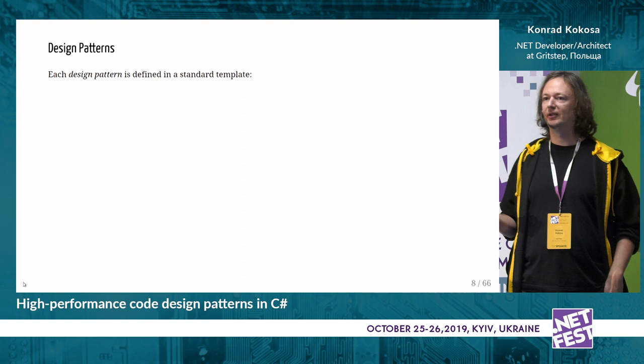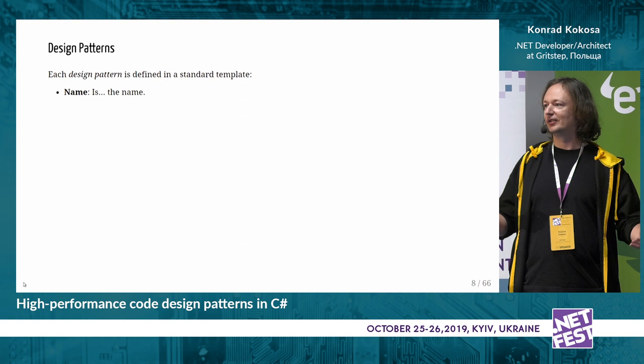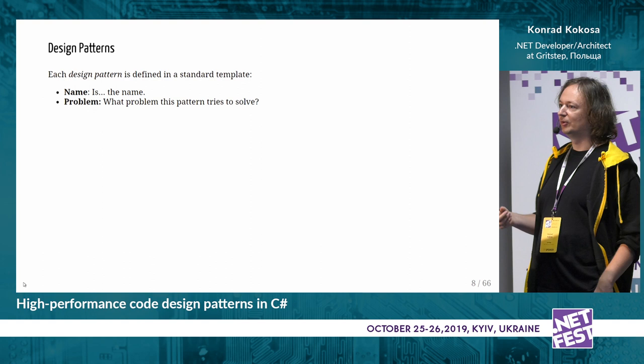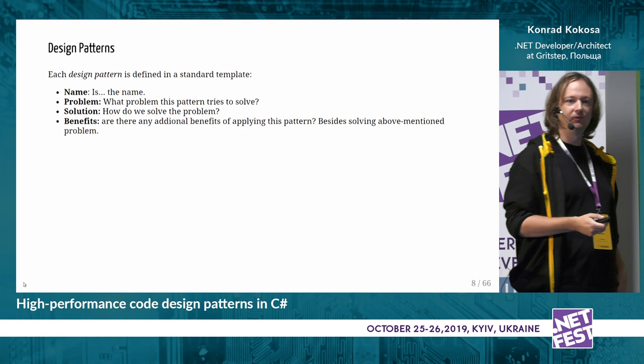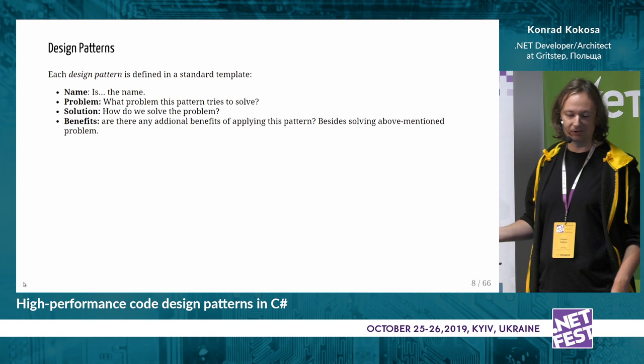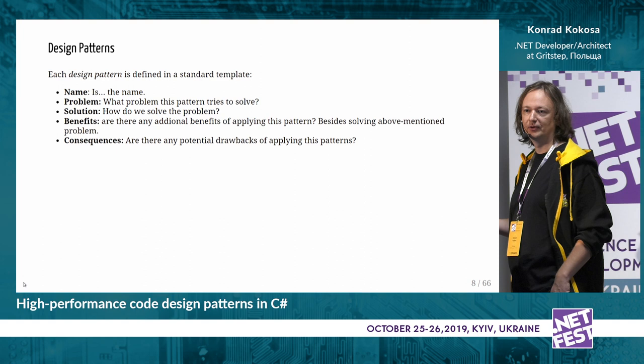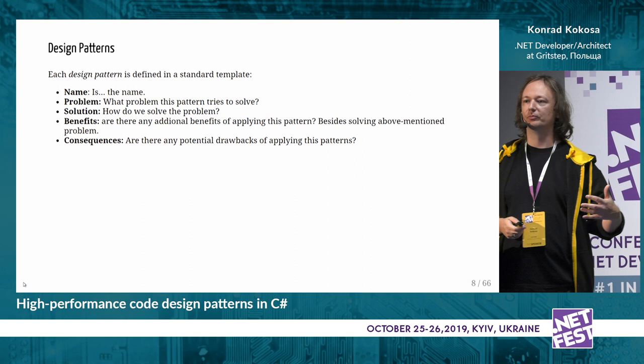So, exactly like in the case of object-oriented programming design patterns, what is a design pattern? It contains a name, which is the name of the design pattern. Obviously, it contains the description of the problem that this design pattern tries to solve, the solution, obviously. The benefits, what are the benefits of using this design pattern, besides the fact that it solves the main problem, and also whether there are some consequences, drawbacks, caveats of using this pattern. And with this structure, I'm trying to describe to you some common patterns that I found in the market, that I found in my own experience.